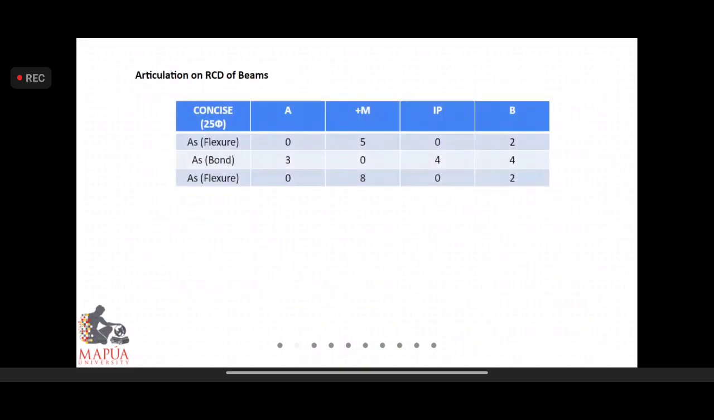So we consider this. At A, the As there is 0. For bond, we need 3. For flexure, also 0. For positive moment at mid-span of AB, 5 for compression and 8 for flexure. No bond requirement is needed since the 1 is sufficient. At the point of inflection, there are no compression or tension bars, but we need 4. At B, 2 are already there, but 4 are also needed, so we add more.